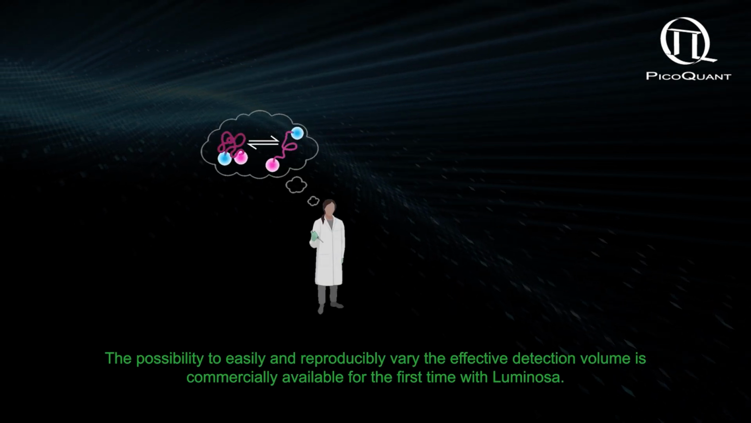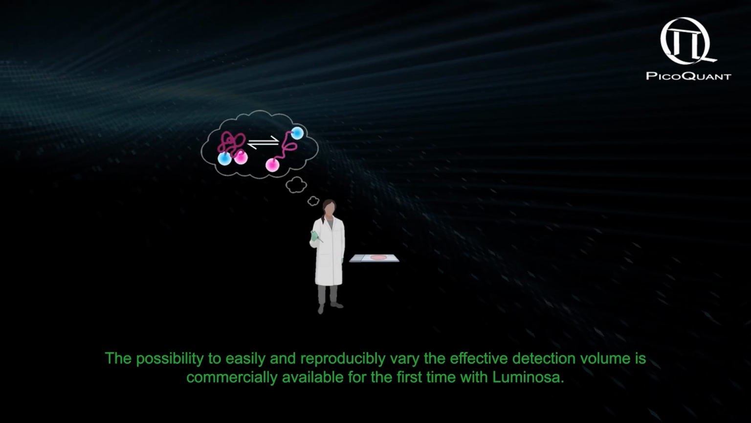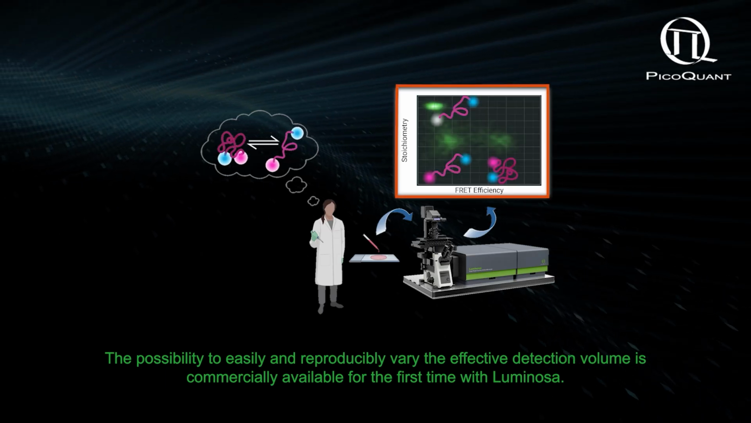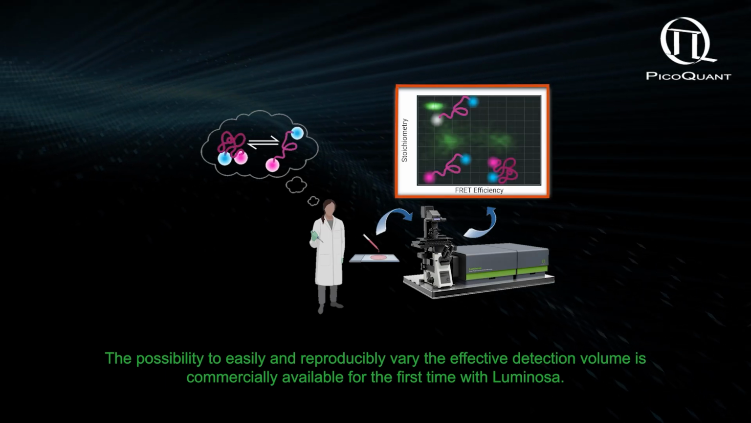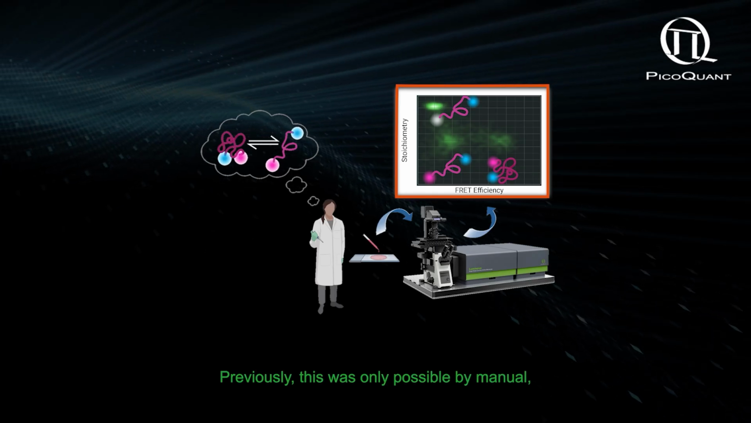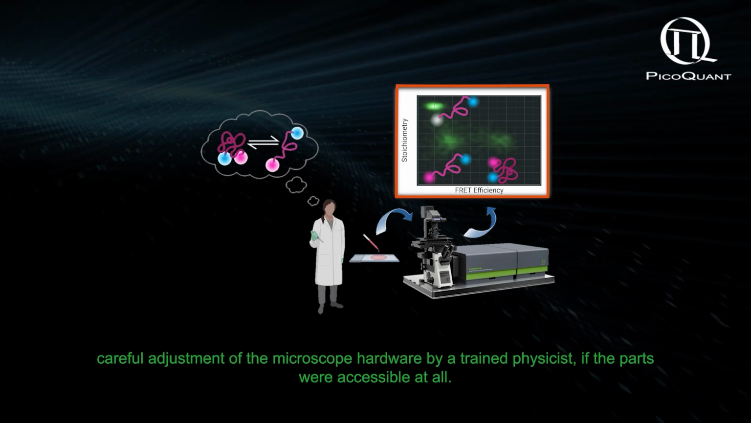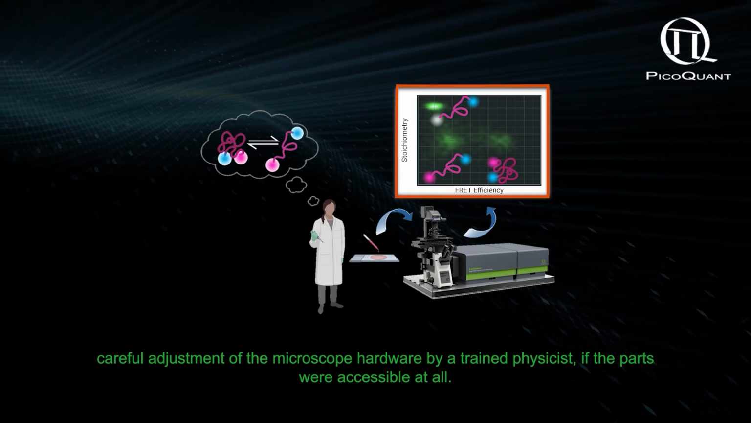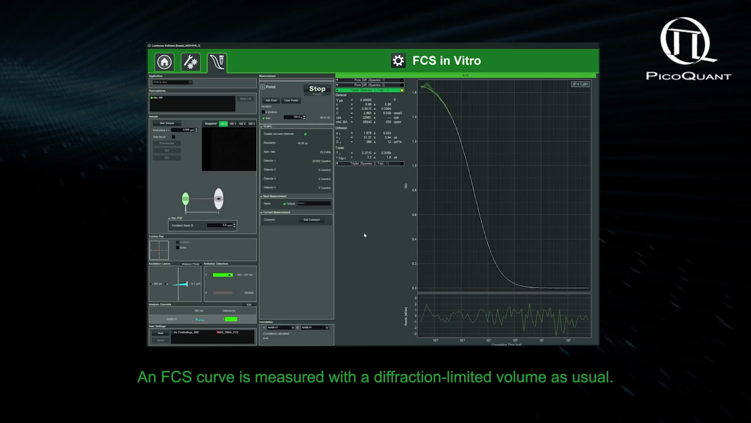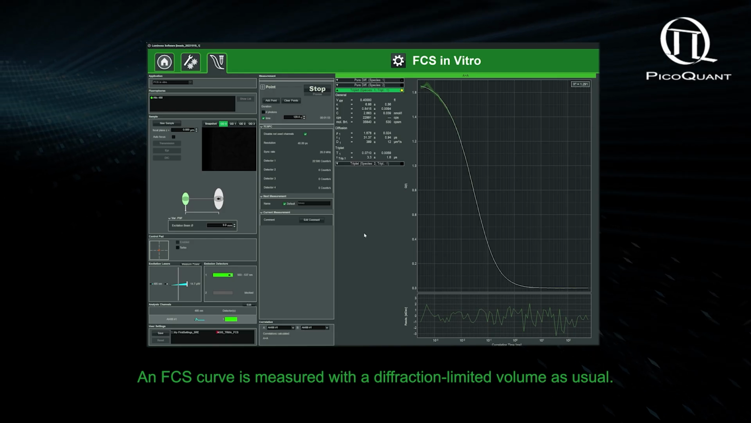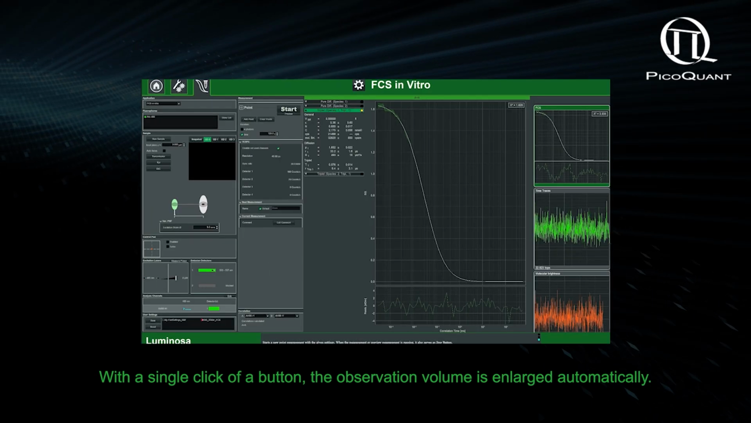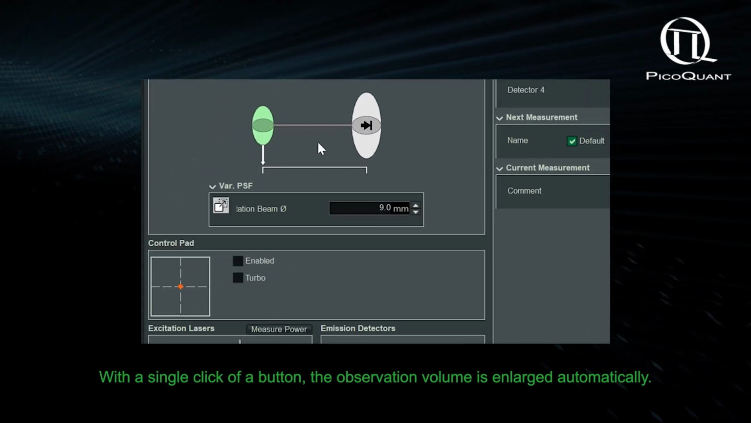The possibility to easily and reproducibly vary the effective detection volume is commercially available for the first time with Luminosa. Previously, this was only possible by manual, careful adjustment of the microscope hardware by a trained physicist, if the parts were accessible at all. An FCS curve is measured with a diffraction-limited volume as usual. With a single click of a button, the observation volume is enlarged automatically.